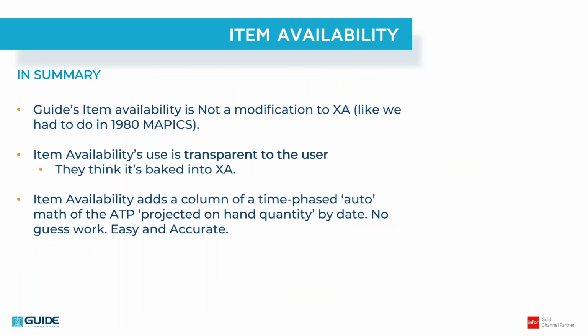Okay, so the bottom line is it's not a modification to XA, like we had to do in the 1980s. Some people wrote a rather sophisticated net available or something in green screen. It's transparent to the user. They think it's baked in. And we add this time-phased column called ATP to do the auto math. Again, no guesswork. It's easy and accurate.